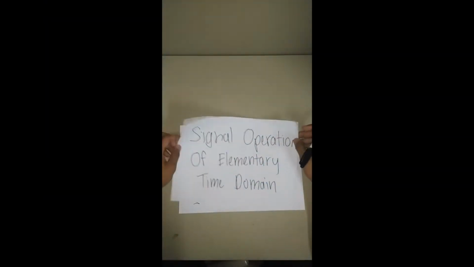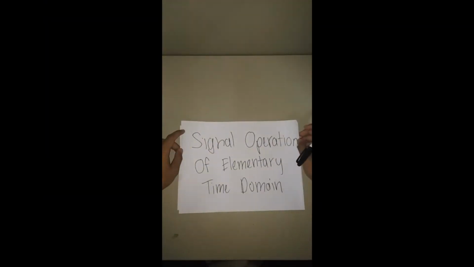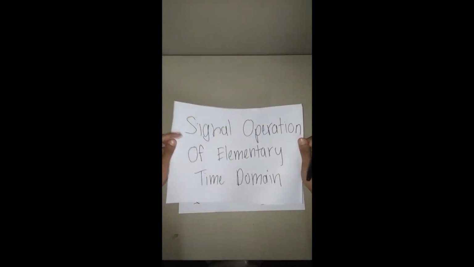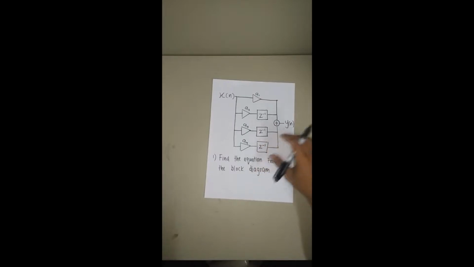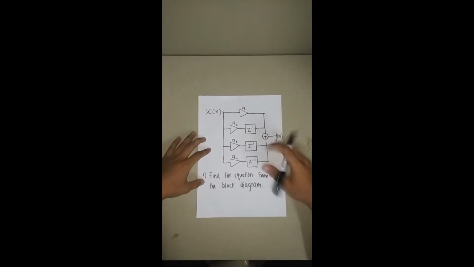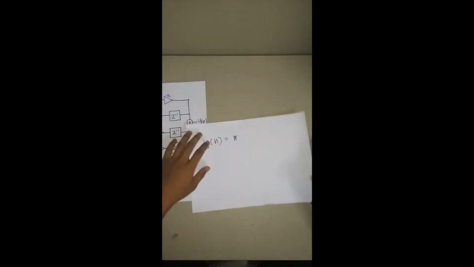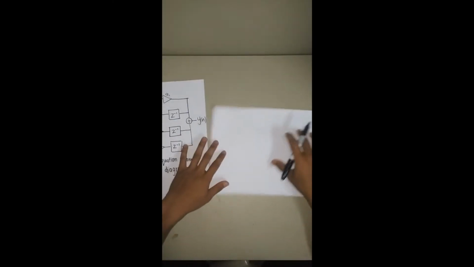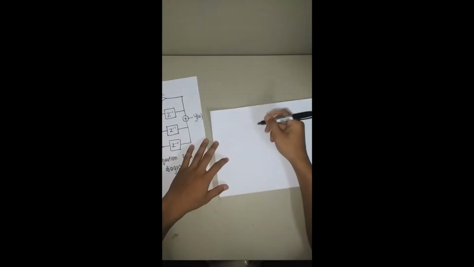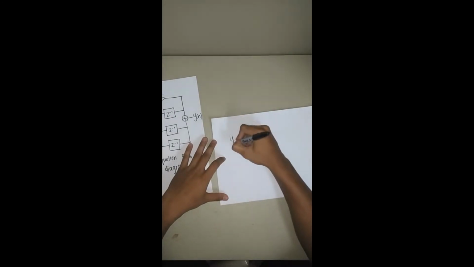Hi, in this video, I'm going to explain how the signal operation of elementary time domain works. For example, this is the block diagram. Then we need to find the equation from the block diagram. How this block diagram works is, the block diagram represents the value of yn.